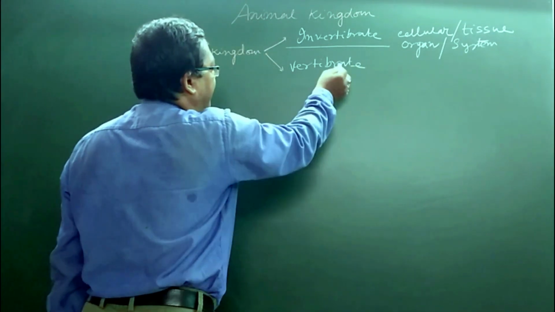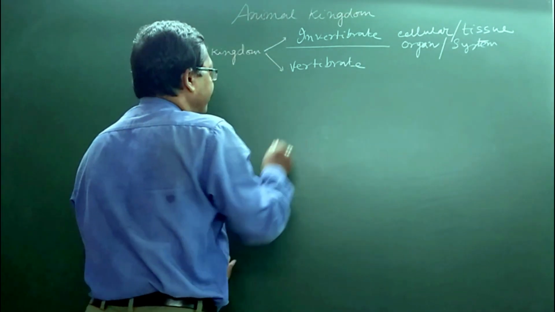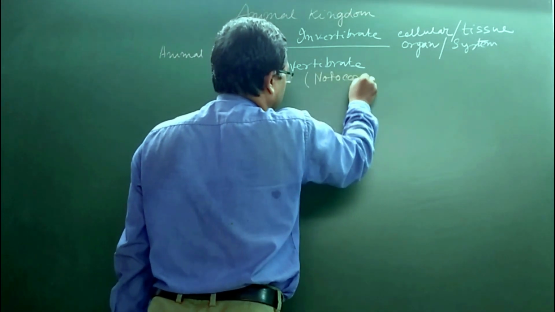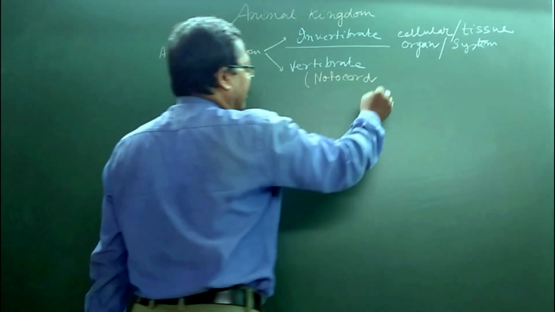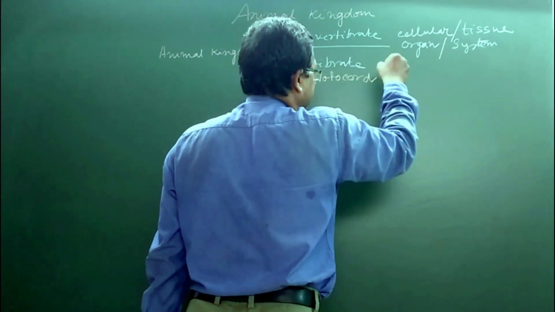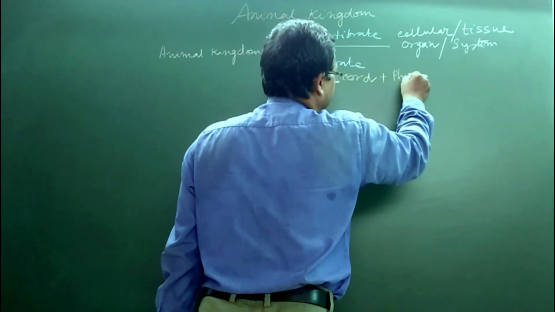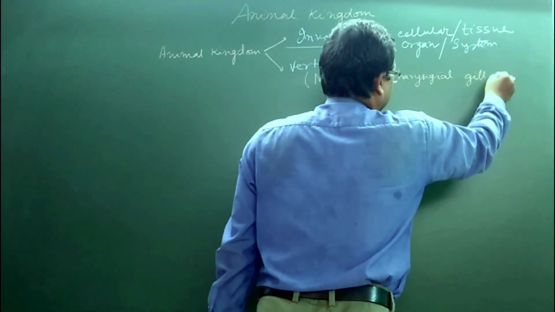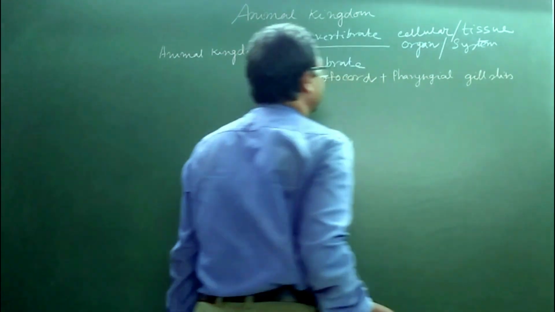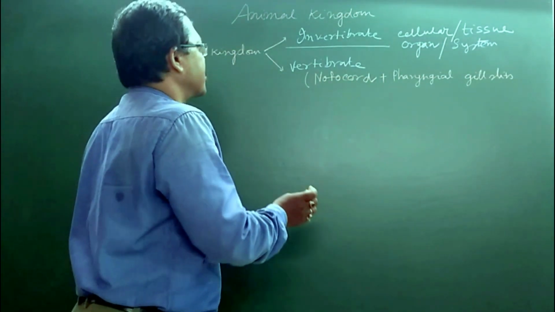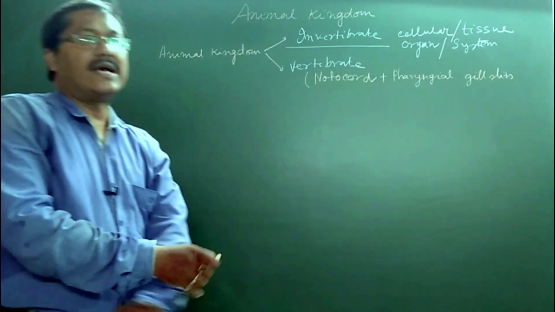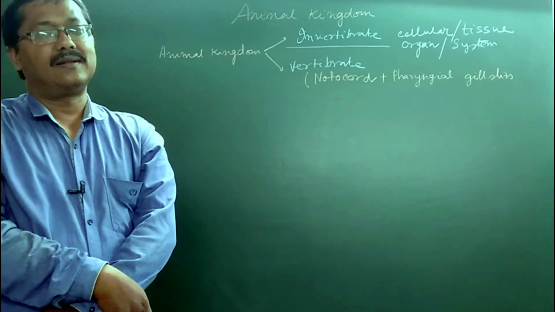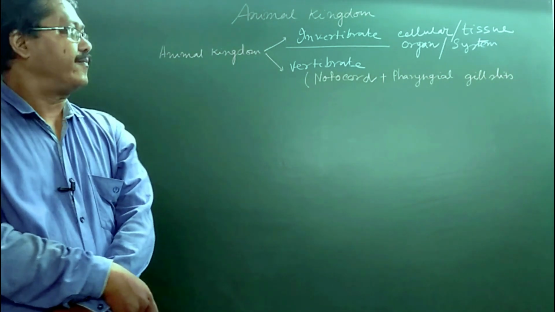And the vertebrates: the main salient features of vertebrates are that they possess a notochord plus pharyngeal gill slits. These are the two major differentiations. Now, today's topic is the invertebrate phyla, their description and their specimens.